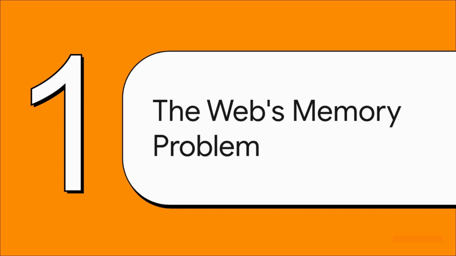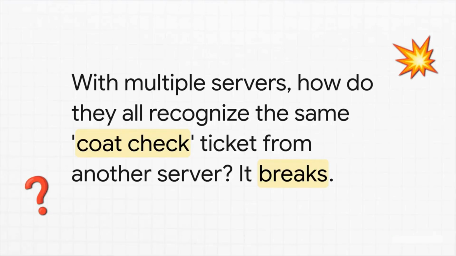Now that classic coat check model, it works perfectly fine for a simple website running on a single server. But in today's world of massive distributed apps, that model starts to fall apart. And, well, here's why. Just imagine this. You log in and server A gives you your coat check ticket. Great. But your very next click gets sent to server B. Server B looks at your ticket and has no idea what it is. It's like, nope, don't have your coat here. This forces developers into building these really complex shared memory systems, which, trust me, can become a huge bottleneck.